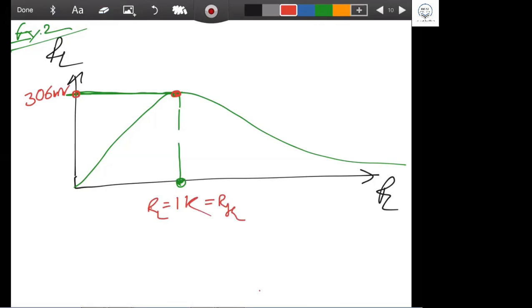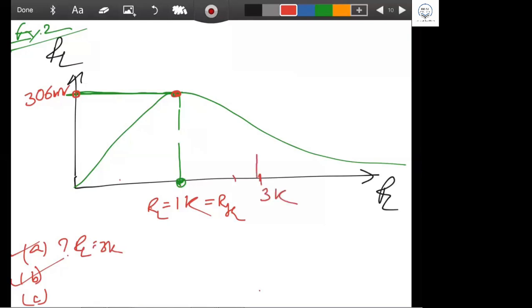Okay, first question said at 3K. At 3K, will it be on the right side or left side? I'm talking about question number A. A, B, C. B is done, maximum power. For A, RL equal to 3K, right? On the left or right? Right side. So let's say this is 3K.